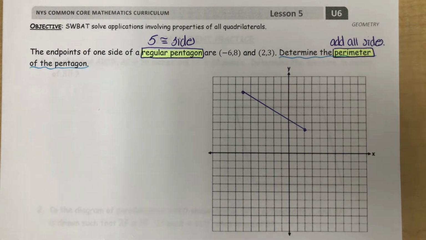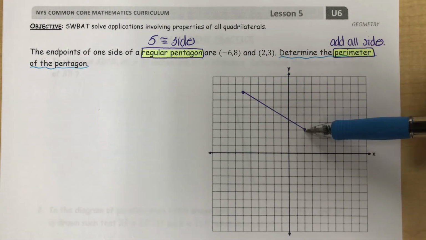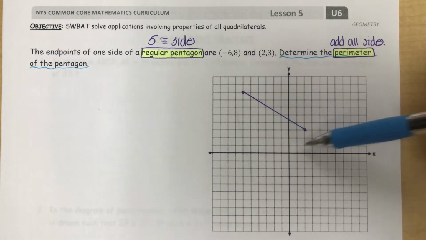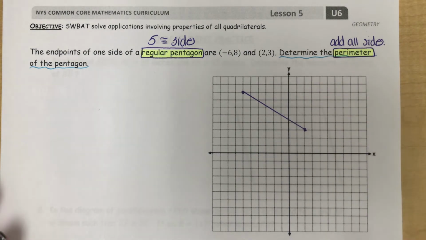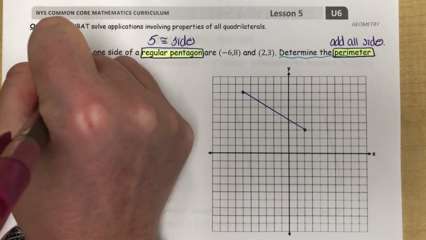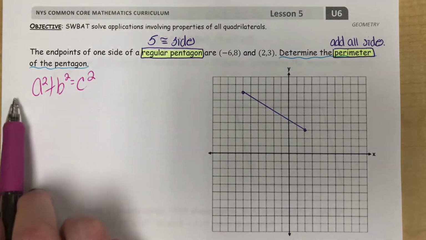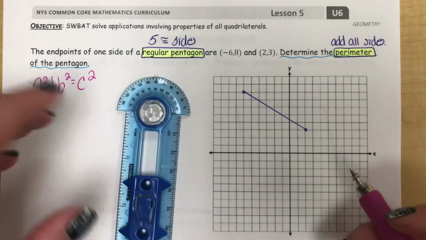So right now, I'm going to find the length of just one side because these coordinates, when I connect them, represent one side. And then I can use the same process I used on the last page. If I find one side, I just multiply it by 5 because all 5 sides are the same. So here we go. If I want to find the missing side of anything, we've only learned to do that using Pythagorean theorem. Pythagorean theorem is a squared plus b squared equals c squared. I can only use Pythagorean theorem on a right triangle. Right now I don't see a right triangle, so I'm going to create one.